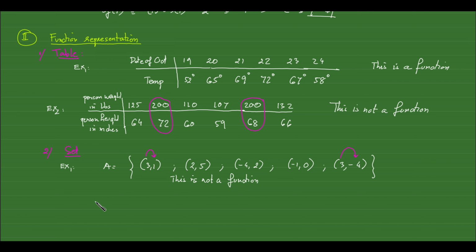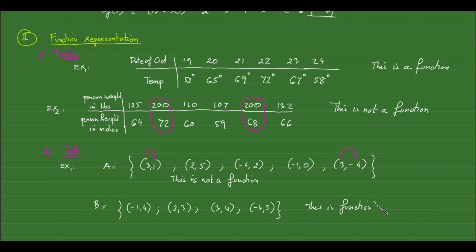How about set B like this? (-1, 4), (2, 3), (3, 4), and (-4, 5). Do you think this is a function? Let's check. -1 assigns 4, 2 assigns 3, 3 assigns 4, -4 assigns 5. Yes, it is a function.